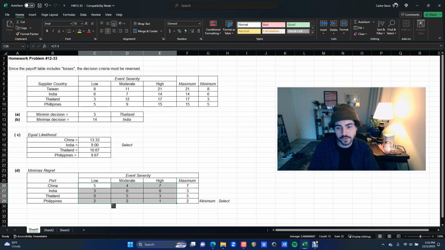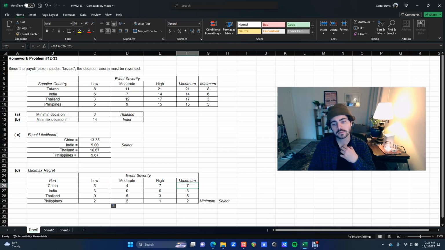Alright, so what do we choose? Minimax regret. Well, how does that work? So it looks like they just highlighted the maximums of each of these. Okay, so I guess the idea is like we were calculating the minimum regret, right? Because we were subtracting the minimum from everything. So I guess we find the max of each of these rows, and then the minimum of those maxes is 2.